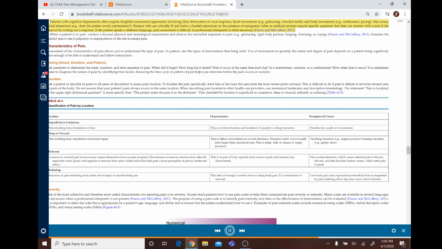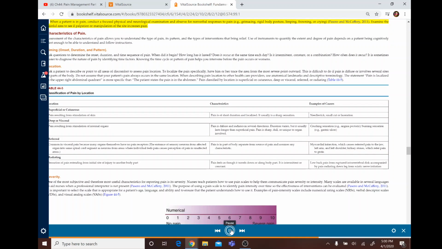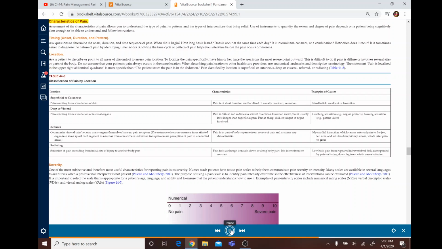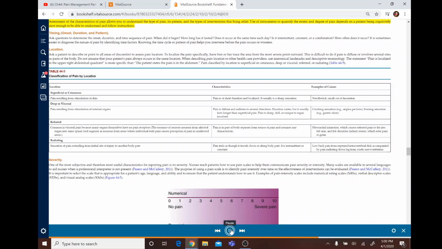That's important. McCaffery, 2011. When a patient is in pain, conduct a focused physical and neurological examination and observe for nonverbal responses to pain, for example grimacing, rigid body posture, limping, frowning, or crying. Examine the painful area to see if palpation or manipulation of the site increases pain. Characteristics of pain. Assessment of the characteristics of pain allows you to understand the type of pain, its pattern, and the types of interventions that bring relief.